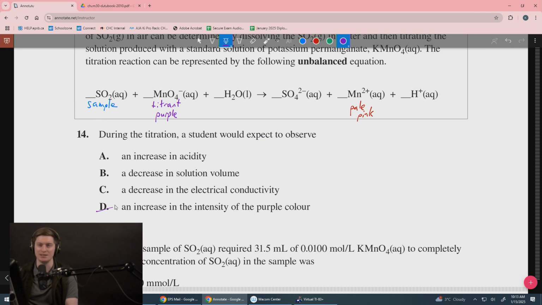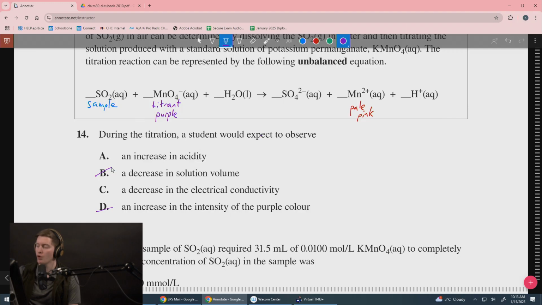Maybe they're asking about a decrease in the volume inside the burette. This doesn't really make sense. We're not losing any of our solution here. A decrease in the electrical conductivity, well, ions are going to be what makes something electrically conductive.